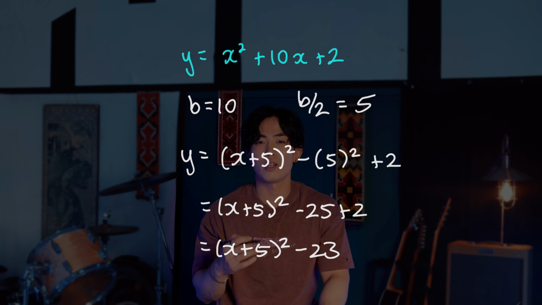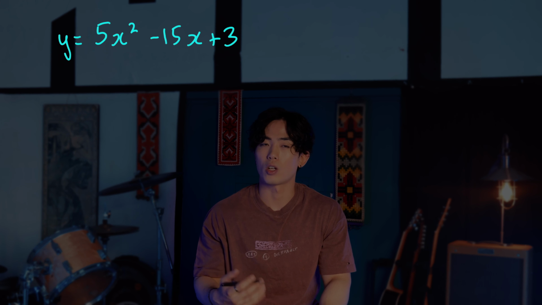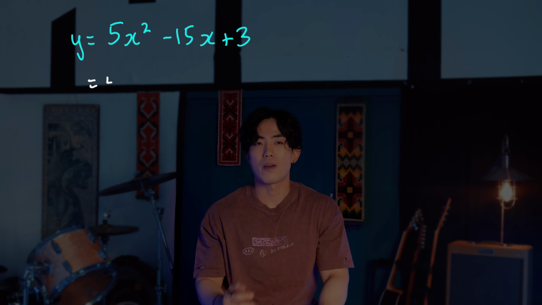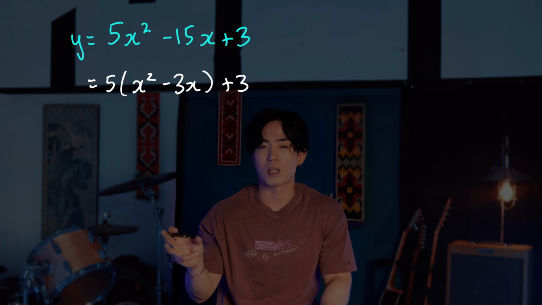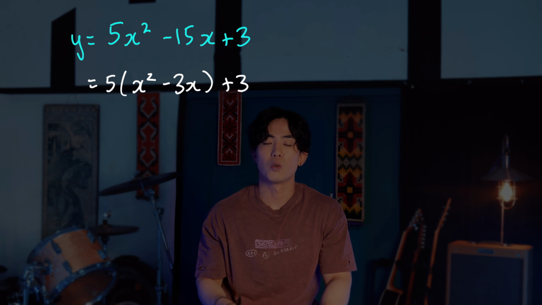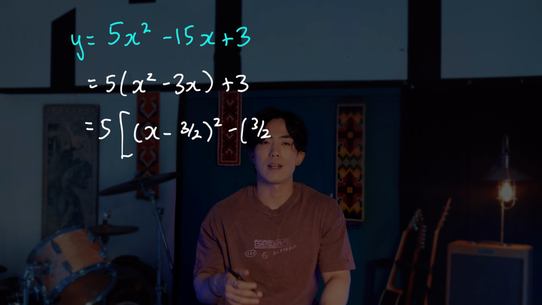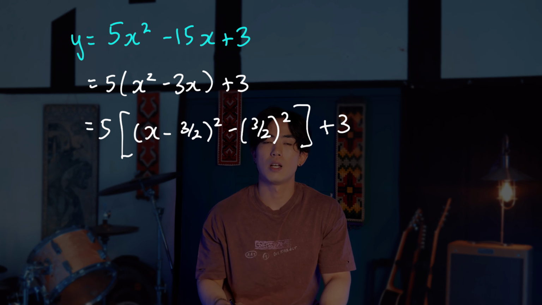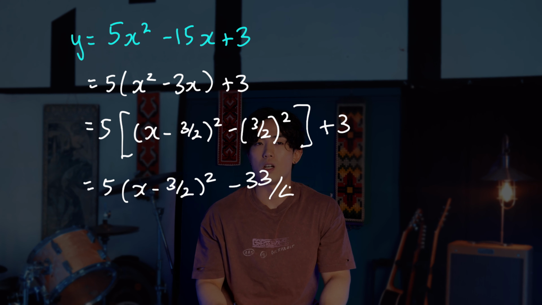So if we look at the example here, we can see that the x squared coefficient is 5, no longer 1. So therefore, I'm going to factorize it by taking 5 out. So taking 5 out, I'll have x squared minus 3x, close bracket. I don't care about this plus 3 for now. We'll just leave it outside. We now complete the square for inside the bracket. So we're going to have x minus 3 over 2 all squared minus 3 over 2 squared, and then outside the brackets, plus 3. Now it's just a matter of simplifying it. So we'll have 5 times x minus 3 over 2 all squared minus 33 over 4.